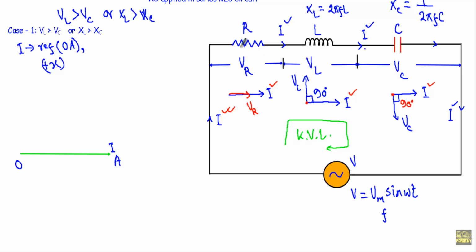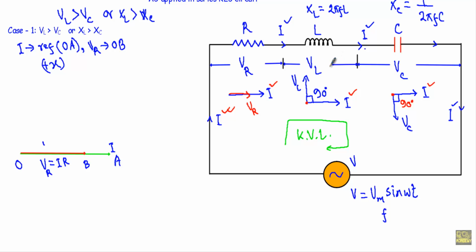Now look at this VR. VR is the voltage drop across this resistor R. In a pure resistor, the voltage VR and the reference current I will go in the same direction. Therefore, I will take the VR in this direction or at the direction of reference phasor. So I will denote VR with OB in the same direction of phasor current I. Okay, let's say this OB is our voltage VR. VR is equal to IR.